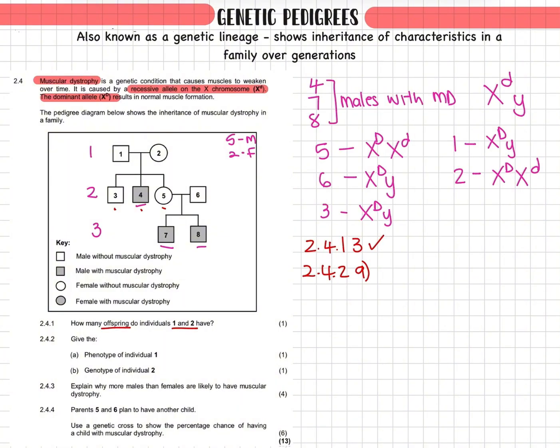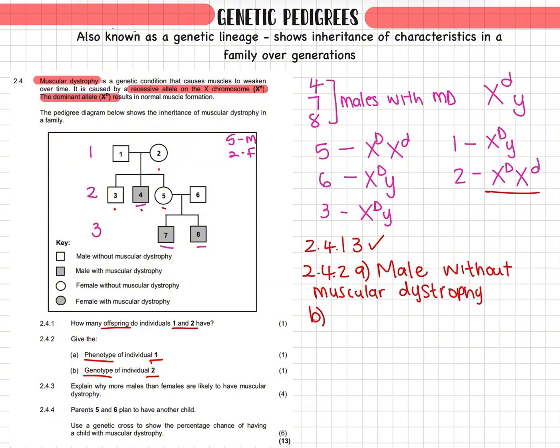The phenotype of individual number 1, there is a normal male or male without muscular dystrophy rather, since it's given in the key. And then the genotype for individual 2 would be given there, heterozygous. In the next question, you explain why more males than females are likely to have muscular dystrophy. Remember the what and the why.